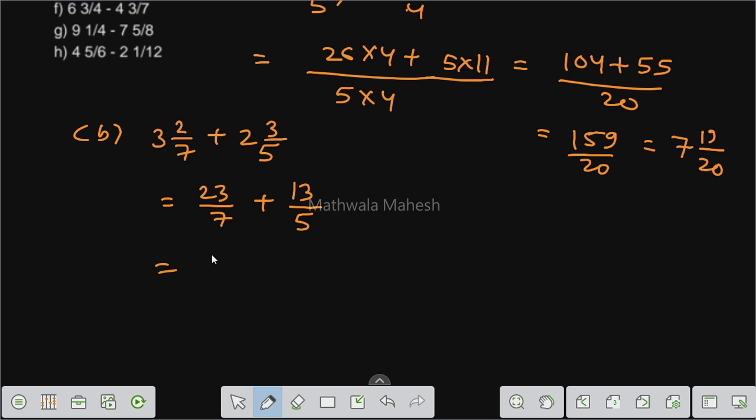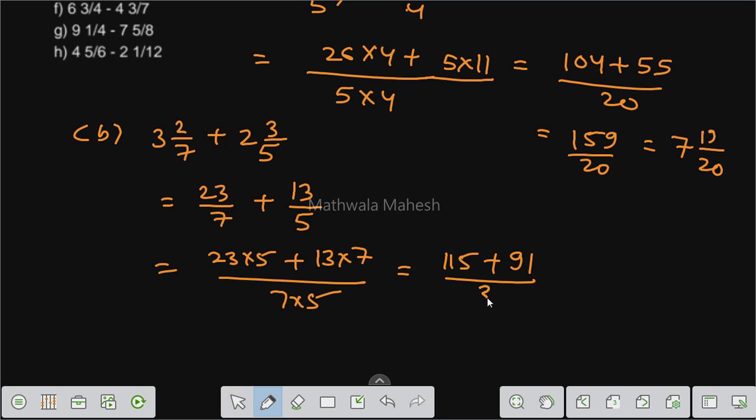Cross multiply. 23 into 5 plus 13 into 7 upon 7 into 5. 115 plus 91 upon 35. 115 plus 91 is 206 upon 35, and we can write it as 5 and 31 upon 35.